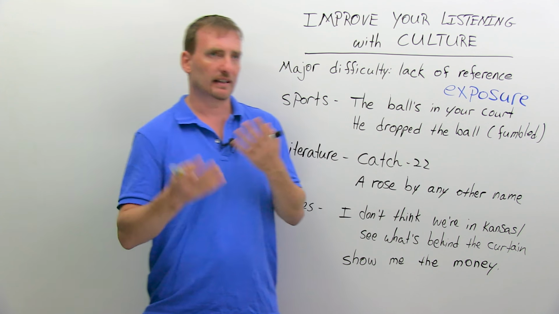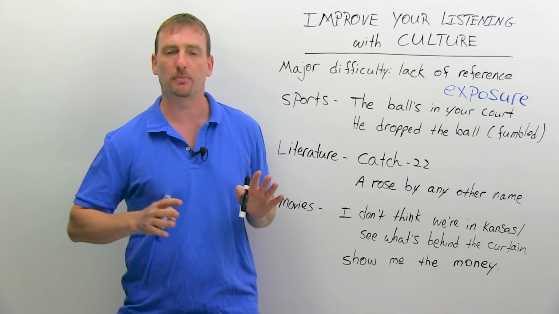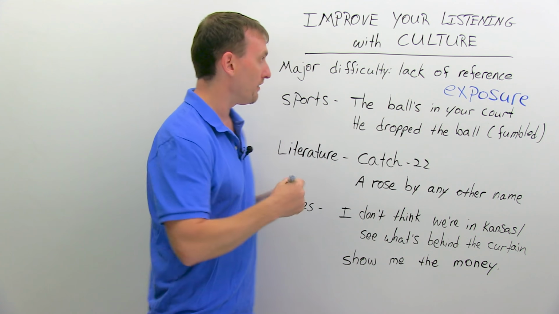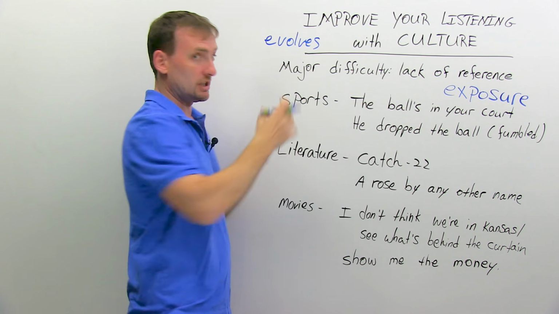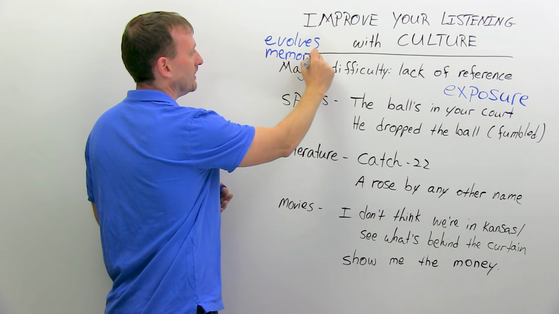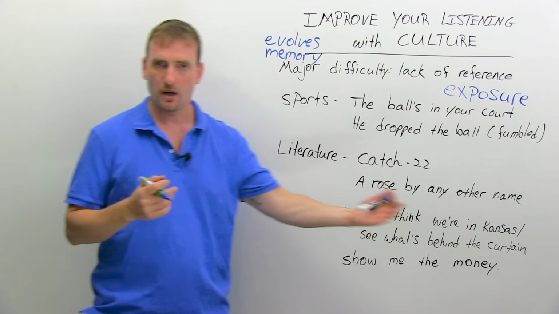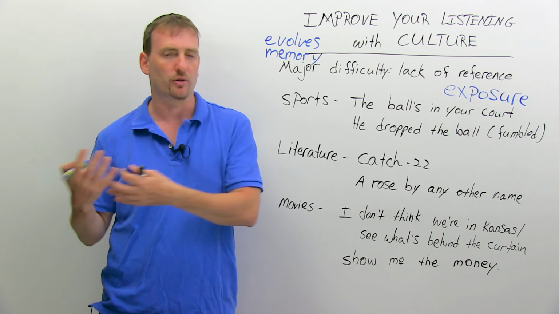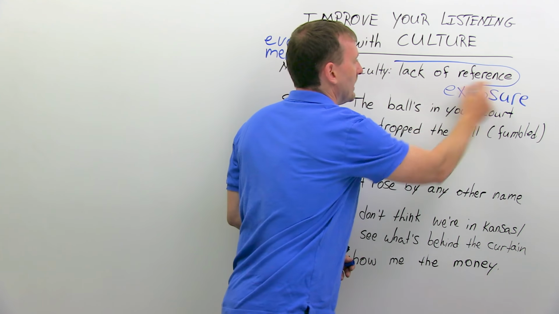Now, the thing to remember about language, and again, this is not only English, this is any language that you might want to study. Language is a living thing. It evolves, okay? Language evolves, means it changes over time, but it has a memory, okay? And this is the problem, because you have to keep up with the new language, plus you have to understand the references to the old language or to the old points of reference, okay? And that's what we're talking about here, lack of reference.